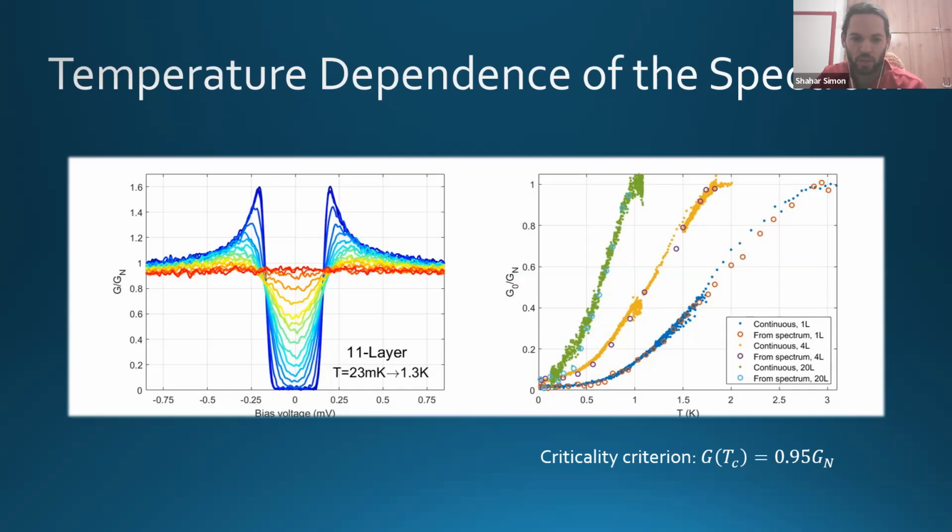And here on the right, you can see data of the zero bias conductance as it evolves in temperature for 3 devices. And we have here a monolayer, 4 layers, and the quasi-bulk 20-layer device. And over that, you can see, okay, so the dots are measured continuously as we cool down the sample. The circles are an overlay of what we get from the individual spectra. And we have a mapping of this for something like 14 different thicknesses. So if we define Tc to be the point where we get 95% of the normal conductance, we can start plotting Tc as a function of thickness.